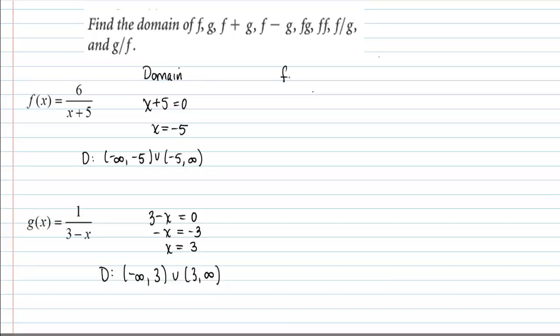So what I want to do is a number line showing what it would look like for the domain of f of x. It is going to be where negative 5 is not included. And I'm going to do the same thing for g of x.